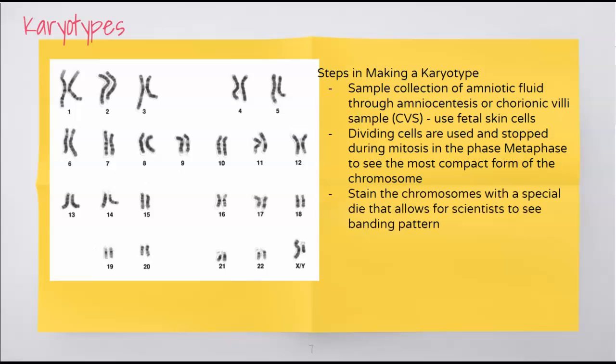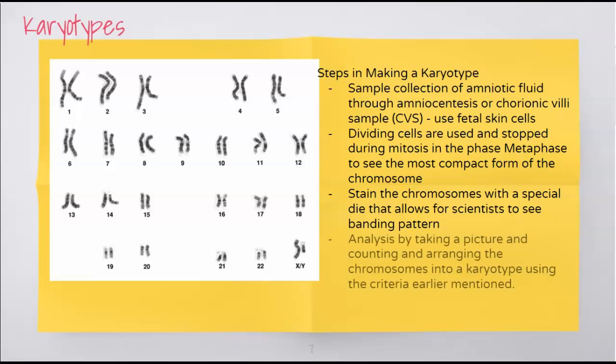Once you've stopped it in metaphase and pulled the chromosomes, you're going to stain them with a special dye that shows that banding pattern. And then you're going to take a picture of it and analyze it. You're going to put it on a screen and start matching and counting until you have a picture like this. Now we're counting to make sure we have 46 chromosomes, 22 pairs and an XY if it's a boy, or 23 homologous pairs if it's a female, XX.